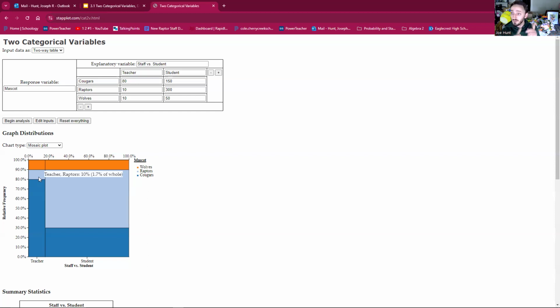Previously, under the assumption that it was a 50-50 split between students and teachers, we wouldn't have been the Raptors. But once we correct that and account for the true sample size, now we see the difference.